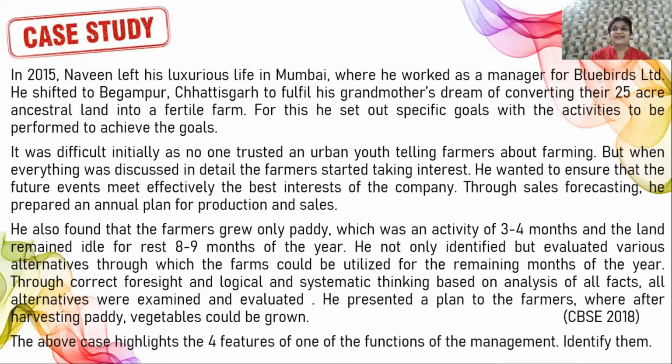Now with that, we come to the case study, and it's a long one. It came in 2018. Here we have to see one of the functions of management, and we have to identify the features. So in 2015, Naveen left his luxurious life in Mumbai, where he worked as a manager for Bluebirds. He shifted to Chhattisgarh to fulfill his grandmother's dream of converting the 25-acre ancestral land into fertile land. He set specific goals, with the activities to be performed. It was difficult initially as no one trusted an urban youth telling farmers about farming.